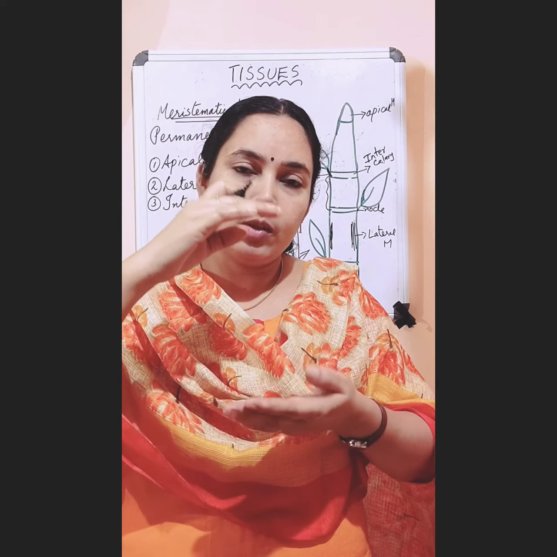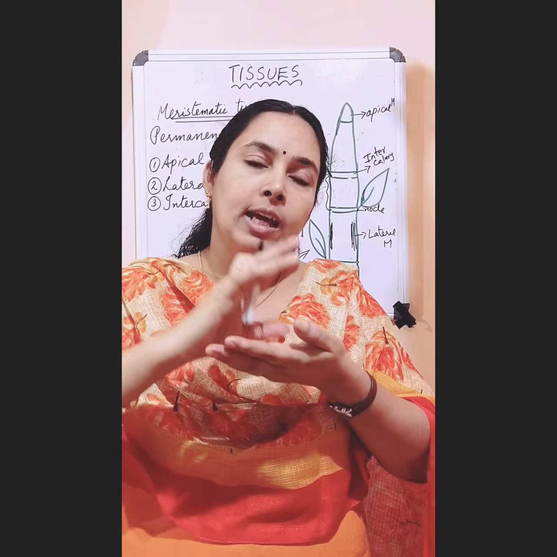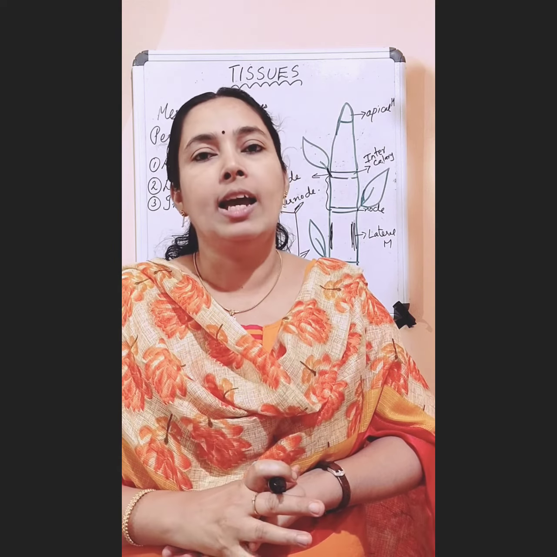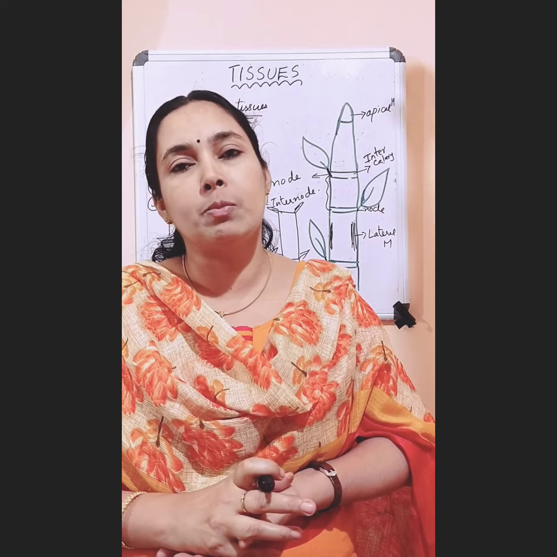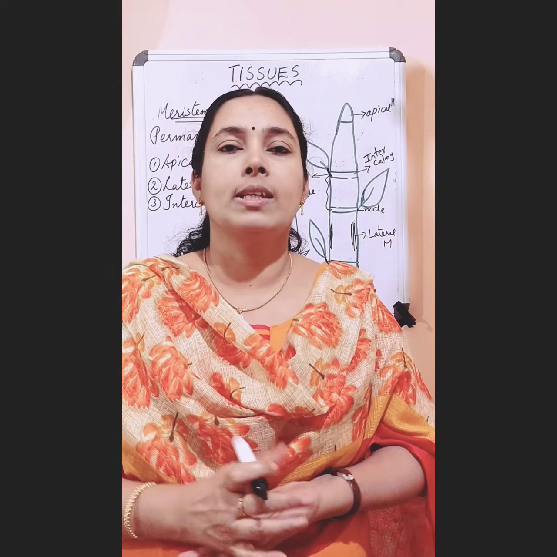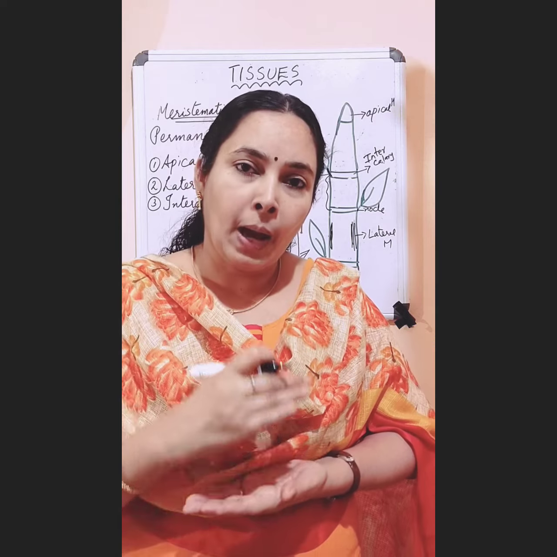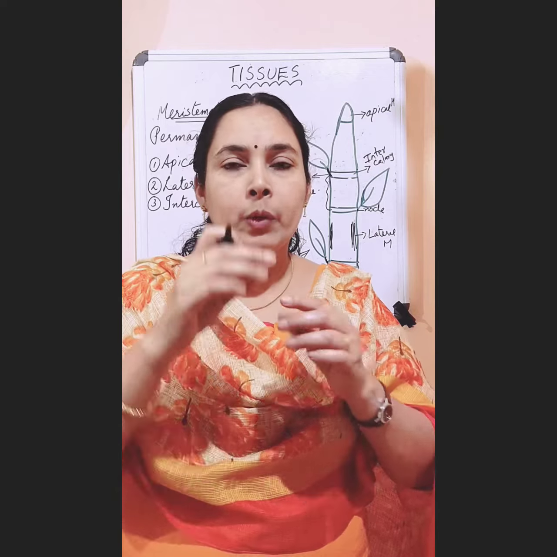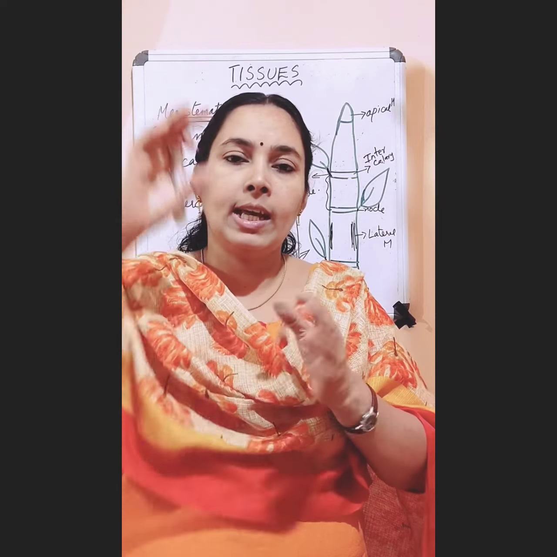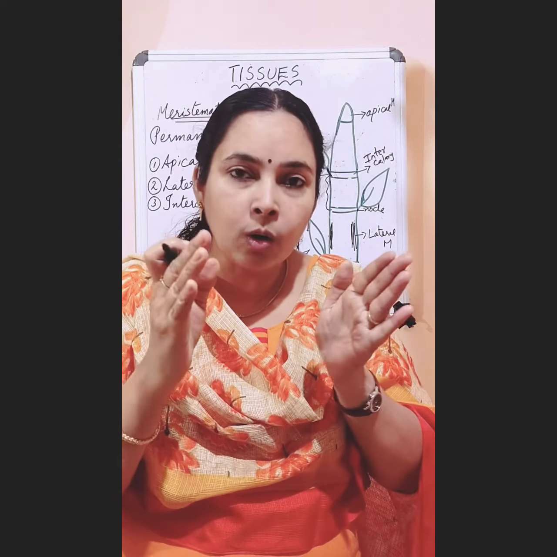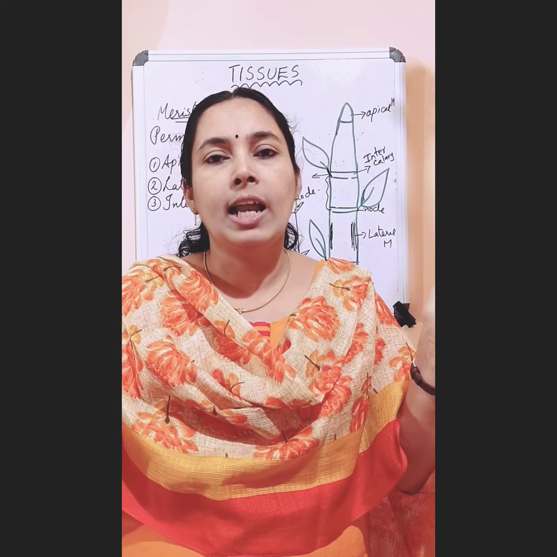So the space between two leaves, we can see the length will increase in that area. And this intercalary meristem is present in monocot plants. So we can see in bamboo and grasses, not only the tip is increasing in length, the internode also will increase in its length.